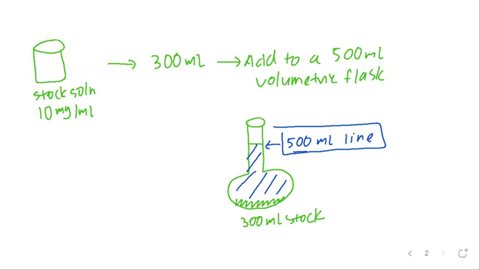Oftentimes, depending on what you're mixing, it gets pretty close. So you can take a little shortcut and just add 200 milliliters of water. But the most precise way to do it is as described here, where you take your stock solution, you put it in the bottom of a flask, and then you fill the flask up exactly to the 500 milliliter mark with whatever your solvent is, water in this case.